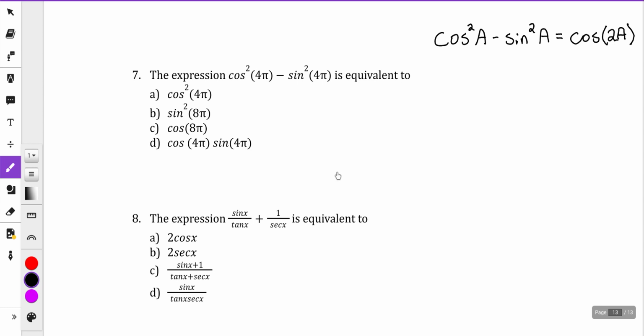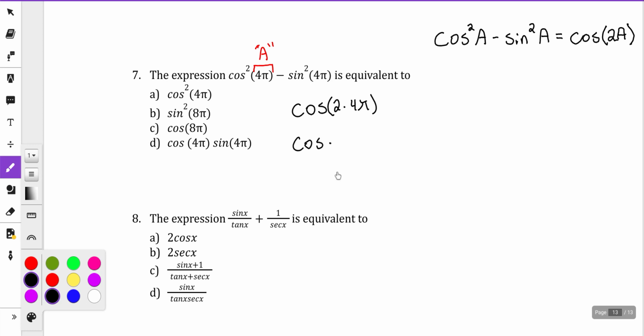Perfect. So that means this thing is A. So if I want to combine these together, I need to double A. So this becomes cos of 2 times 4 pi. This is cos of 8A. Or sorry, 8 pi. C. Well, that was much easier than what I was about to do with it. It's going to get a lot worse.